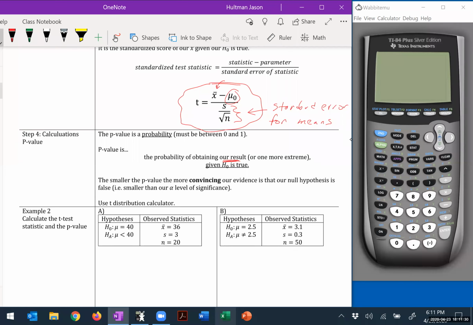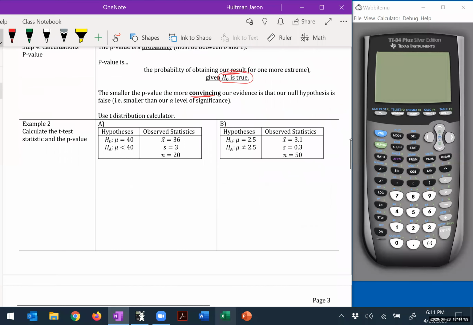Given that H0 is true, if we have a really small probability that our null is true, then we would have to reject the null. The smaller the p-value, the more convincing our evidence is that our null hypothesis is false, i.e. smaller than our alpha level of significance.